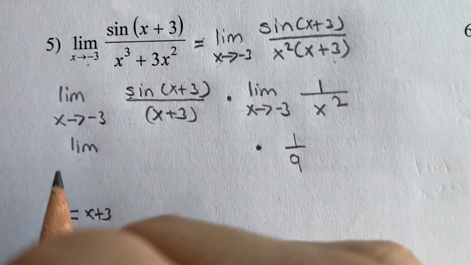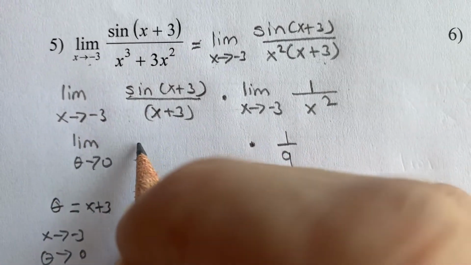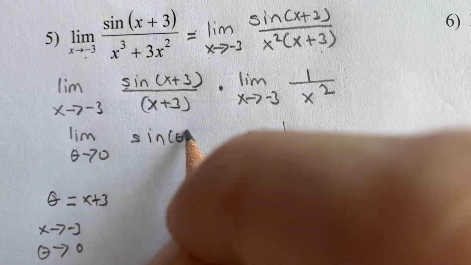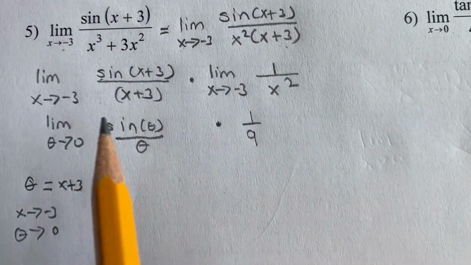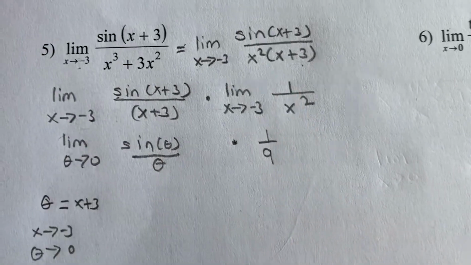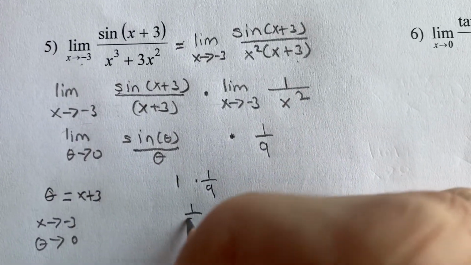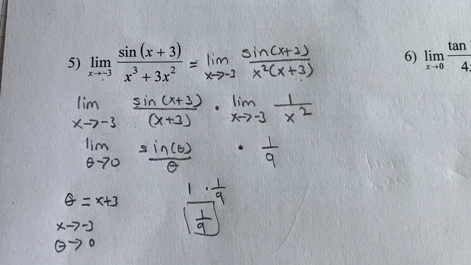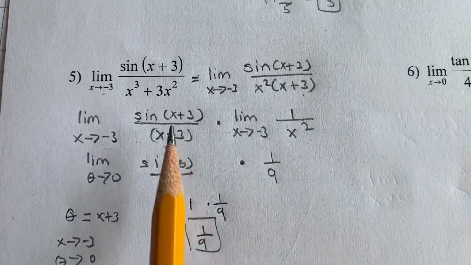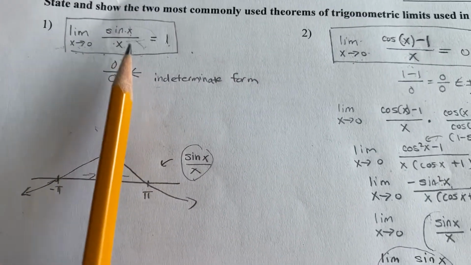And so this becomes the limit as theta goes to 0 of sine of theta over theta. Remember, theta is just x plus 3. And now if I ask you what is this value, you would just say that value is just 1. And your final answer is just 1/9. Okay, so nothing to it. If you do a substitution, use the product rule of your limits and try to get it to look like this ultimately.